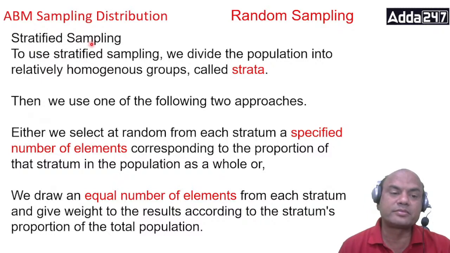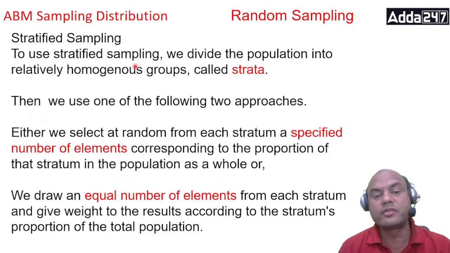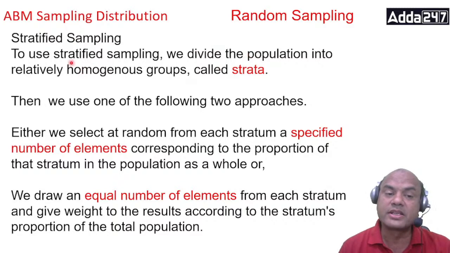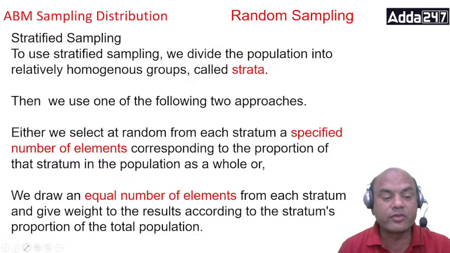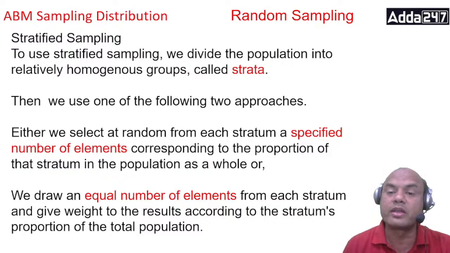Stratified sampling. To use stratified sampling, we divide the population into relatively homogeneous groups called strata. Now, what do you mean by this homogeneous? When we divided those students 40 to 50%, 50 to 60%, we did it just now. What did I tell you at that time?